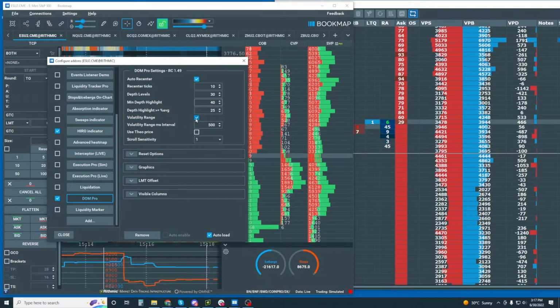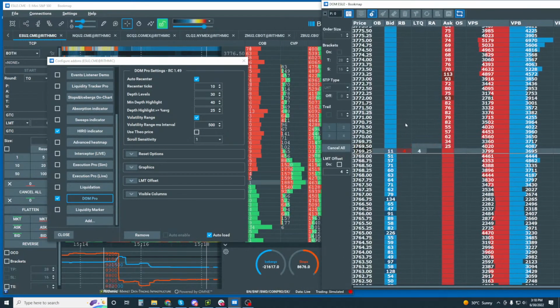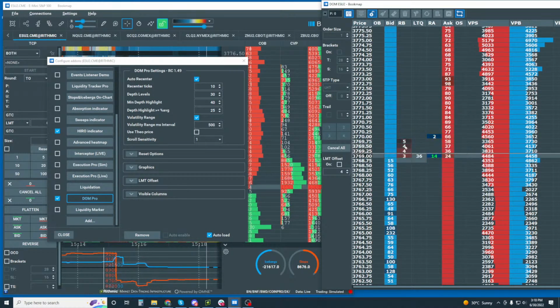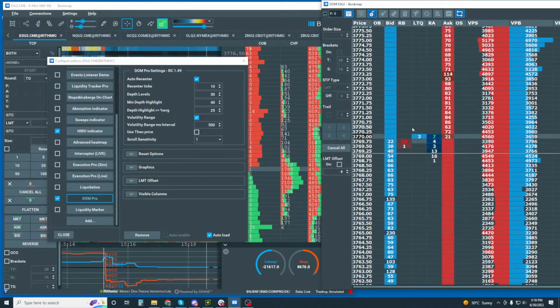Volatility range in here. When you check this box, the volatility range is in regard to the traded volume. There's a highlight in here. As you guys can see, this kind of trail with the red and the blue. This will last 500 milliseconds, and then it will start to fade off. Right now, we have this on a reset. The resetting option in here.